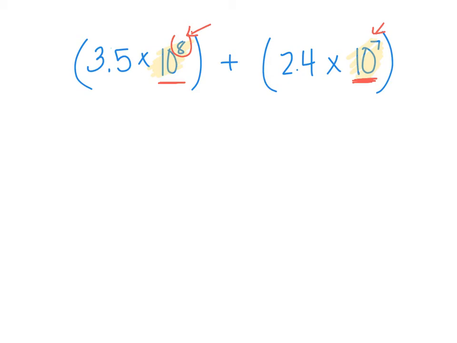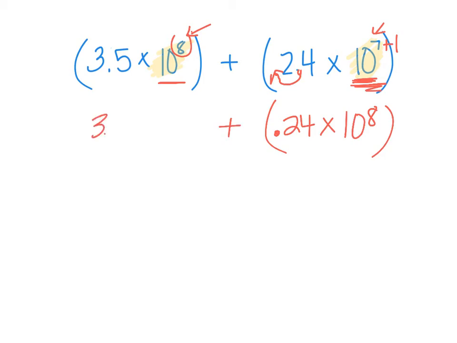So think about it, I want that to be 10 to the 8th. So I'm going to add 1 here, which makes the power of 10 bigger. Then I need to make this number smaller to compensate. So my new number, after I move the decimal over, is 0.24 times 10 to the 8th. Now, plus I still have my 3.5 times 10 to the 8th. This number did not change, it's just another way to write it.